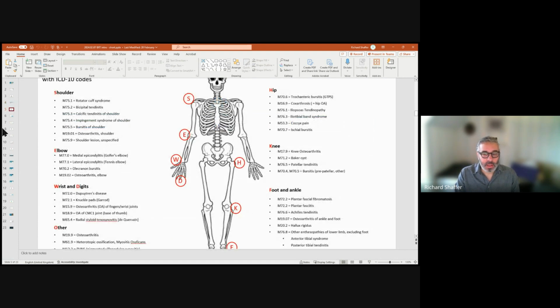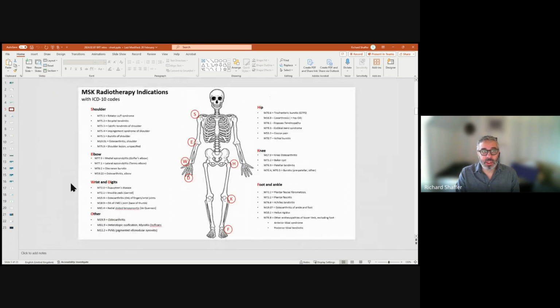So I think let's just make it a little bit smaller. So this is just a scheme of the sort of musculoskeletal radiotherapy indications. And really in the classification, that was the first and the second. So in other words, the hyperproliferative, but mainly the very low dose radiotherapy indications. And you can see that for different parts of the body, there are different things that you can treat.